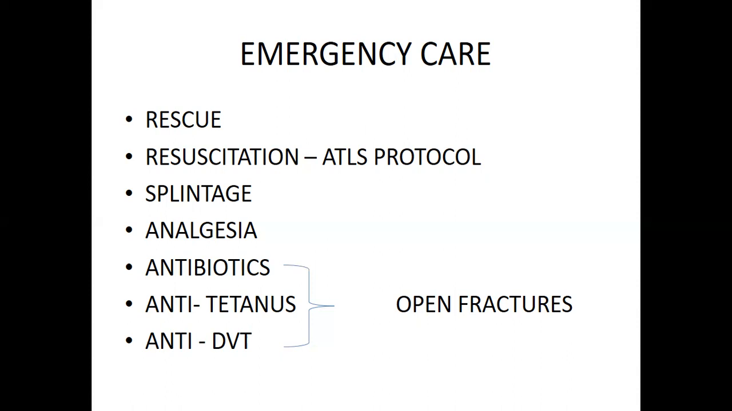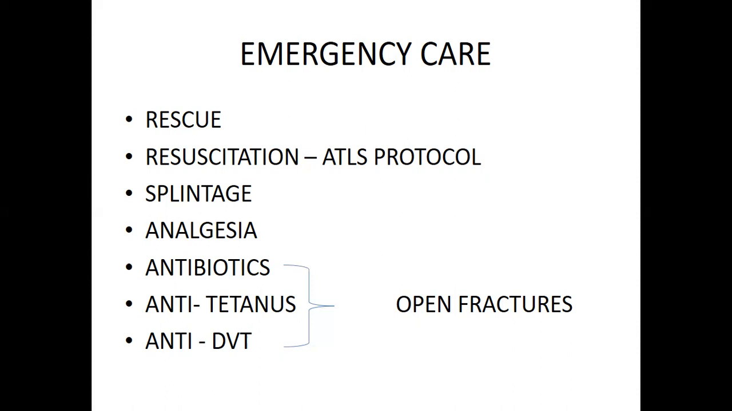Okay, so you have to identify life-threatening conditions in the chest, such as cardiac tamponade, that can kill the patient, and treat them. After the patient has been resuscitated, when you are doing your secondary survey to identify other injuries, this is the point where you now have to splint.